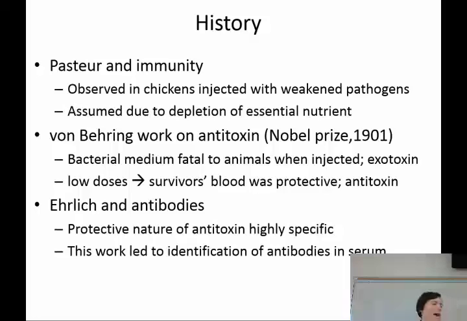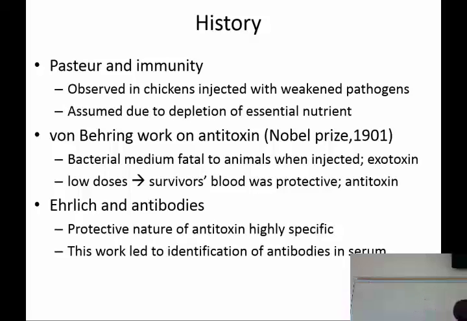So what do we know now is actually the basis for that protection? What were those surviving animals making in their bloodstream that was protective? They were making antibodies, and if you take those antibodies and give them to another animal and then challenge the animal with an otherwise fatal dose of exotoxin, now they can survive. This is one of many ways that we can use antibodies to protect us. It's not the only way.